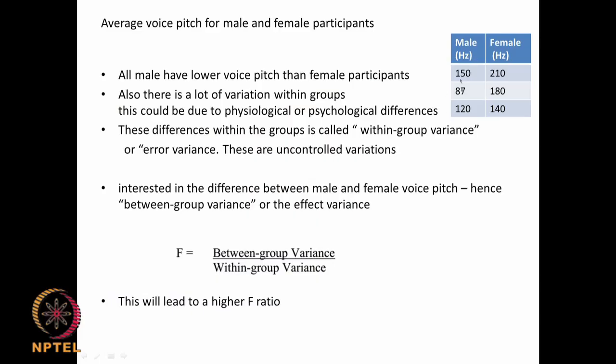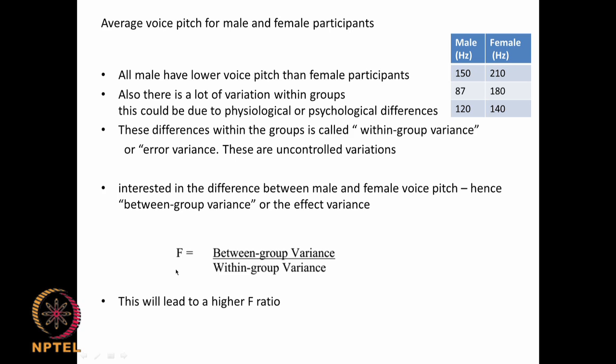As you can see, the within group variance or error variance is going to be large, because you see 87 and 150, whereas here it is not much, but here it is huge. Here also it is huge, 140 and 210. So, the error variance or within group variance is going to be large, and unless we have a sufficiently large difference between groups, our F ratios will not be sufficiently large.